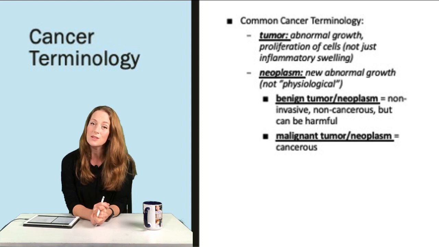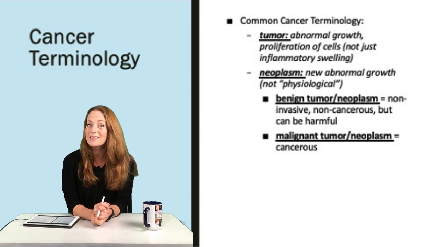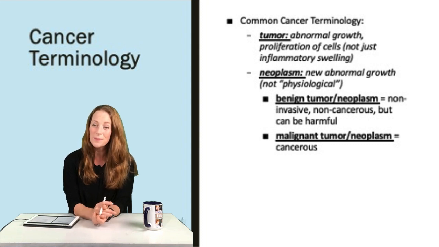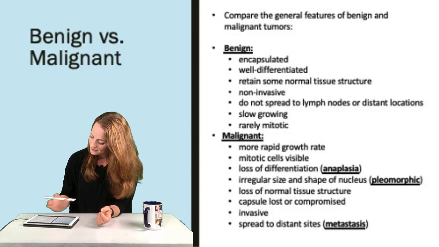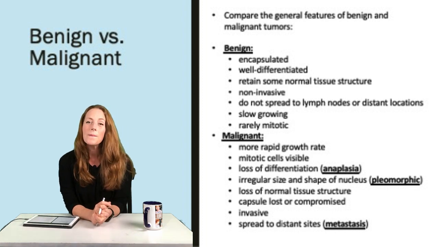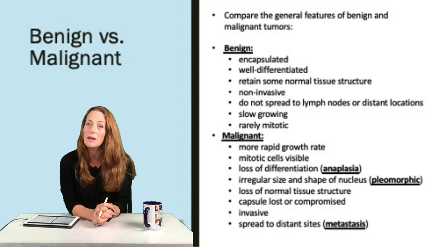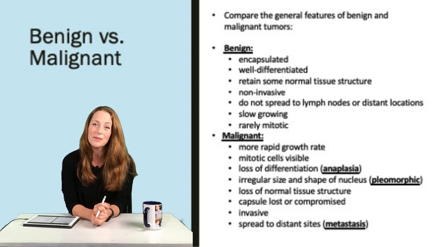A malignant tumor is a cancerous tumor. And I'm going to show you the difference between benign and malignant tumors next. You may also hear the term neoplasm. Neoplasm means new growth. So neoplasm is often also used to describe a tumor. If you look in the McCance pathophysiology text, you'll see a comparison between benign and malignant tumors.